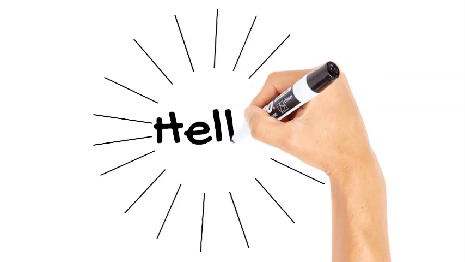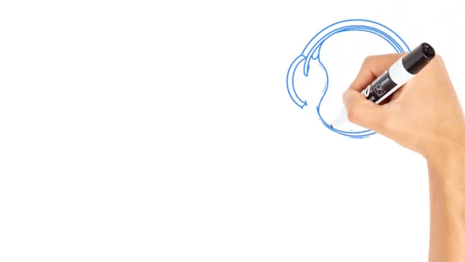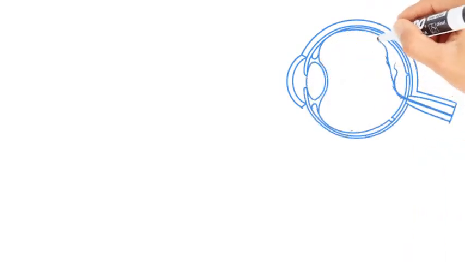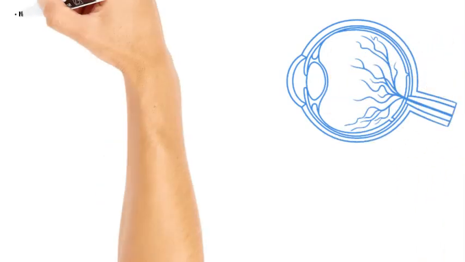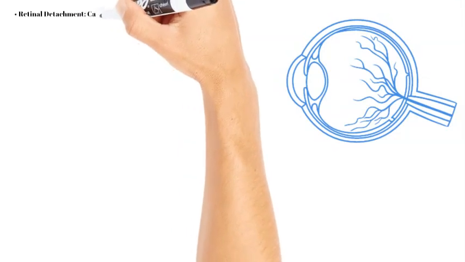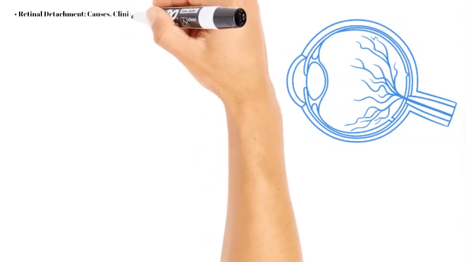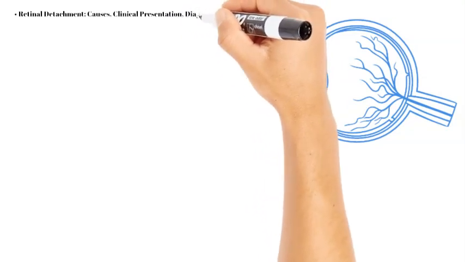Today we are going to be speaking about retinal detachment: causes, clinical presentation, diagnosis, and surgical interventions. Causes of retinal detachment. Retinal detachment occurs when the retina, the thin layer of tissue at the back of the eye, separates from its underlying supportive layers. Let's explore the causes of retinal detachment.